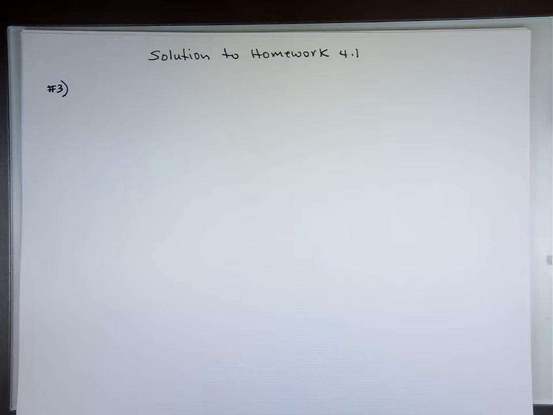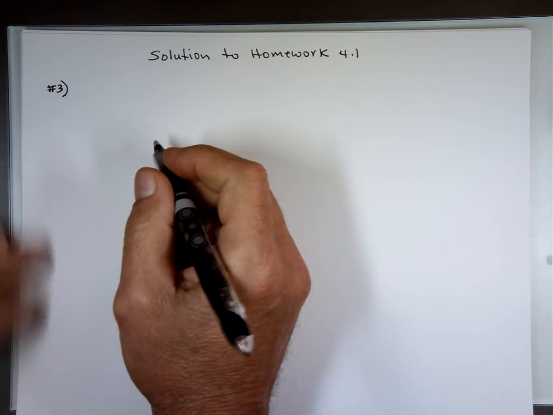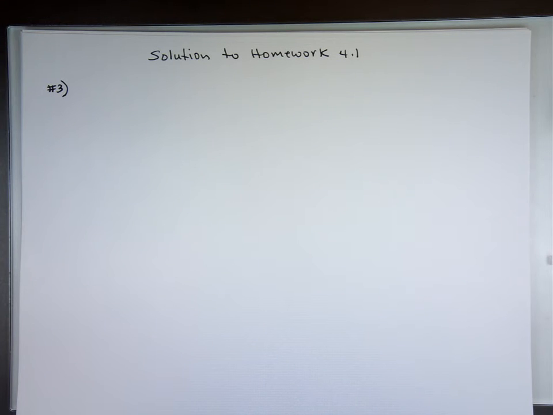Find the value of the derivative if it exists at the indicated extrema. Okay, so they're actually giving us the graph and they want to find the derivative. Do we have a derivative at that point?